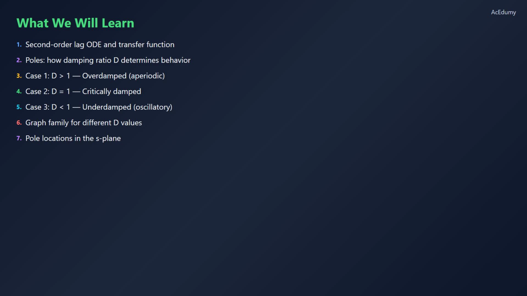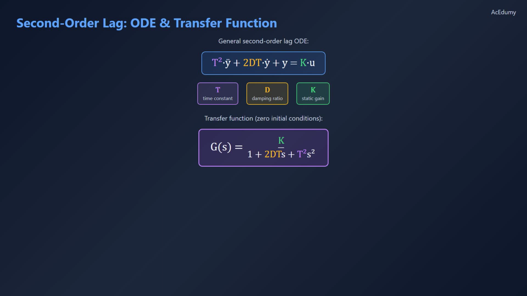the behavior. The general second-order lag is described by the ODE. T squared times y double dot plus 2DT times y dot plus y equals k times u. Here, T is the natural time constant, D is the damping ratio, and k is the static gain.